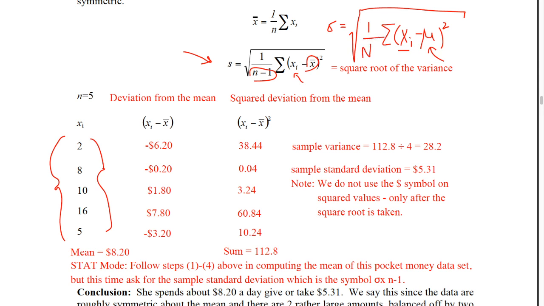It's because I don't have mu that I have to use X bar instead, and because I put an estimate inside of an estimate, a sample mean inside of the sample standard deviation, that affects things. That affects things, and the adjustment to correct for it is to reduce the denominator by 1.